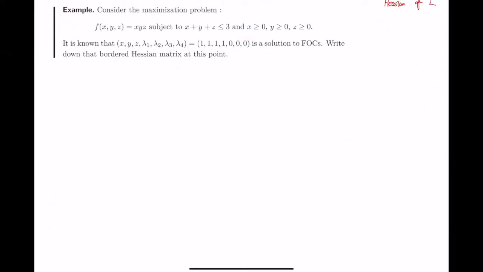So let us look at a concrete example. Consider the maximization problem. The maximization problem concerns our objective function f equals x times y times z. And then you subject it to four inequality constraints, namely x plus y plus z less than or equal to 3, and x, y, z are all non-negative. And now you're given a point, (1, 1, 1), which is a solution to the first order condition, and write down the bordered Hessian matrix at this point.